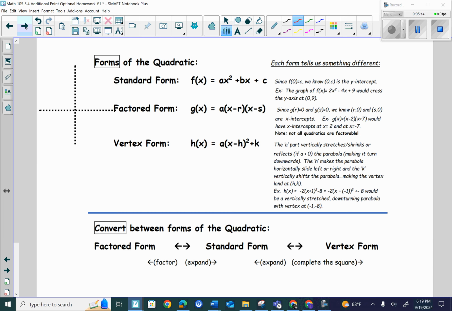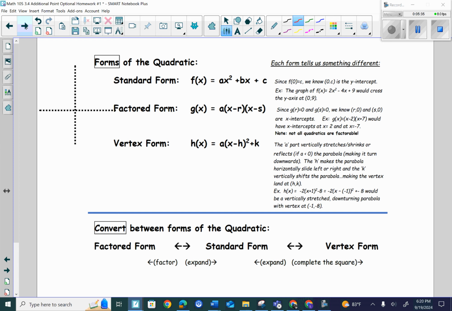So now we turn to the forms of them. We have 3 different forms. We have the standard form, the factored form, and the vertex form. And just like how you represent yourself differently depending on the context, these forms give us different information. They're just different representations for the same exact thing.